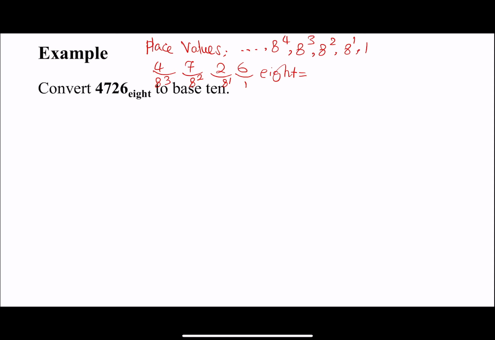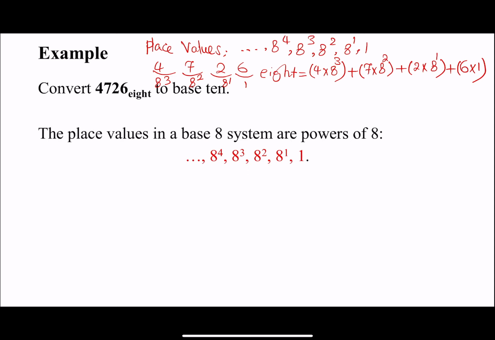So I multiply each digit by its place value. The digit is 4 and its place value is 8 to the third power. Add it to the next one. The digit is 7 times its place value 8 squared. Add it to the next one. The digit is 2 times its place value 8 to the first power. And the last one, the digit is 6 times its place value, which is 1. Okay, and add them. So I wrote down the place values.